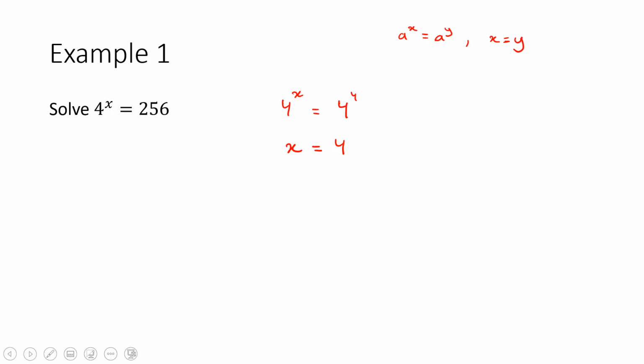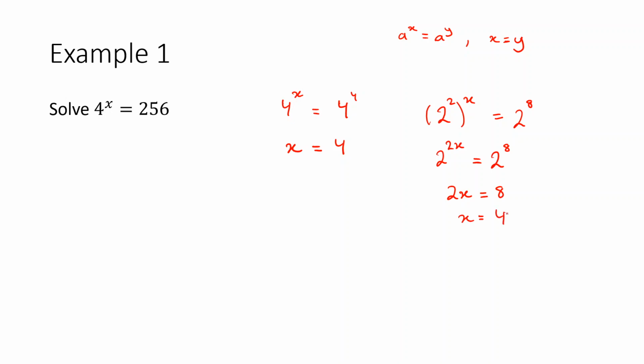It can also be done by changing these two bases into powers of 2. It's kind of unnecessary because 256 can be written as a power of 4, but we can do it anyway. So 4 to the power of x can be written as 2 squared to the power of x, and 256 can be written as 2 to the power of 8. Using an index law, we can combine these two powers on the left here and write it as 2 to the power of 2x equals 2 to the power of 8, and so you get 2x equals 8 and x equals 4. So you end up with the same thing, it's just one or two more steps involved.